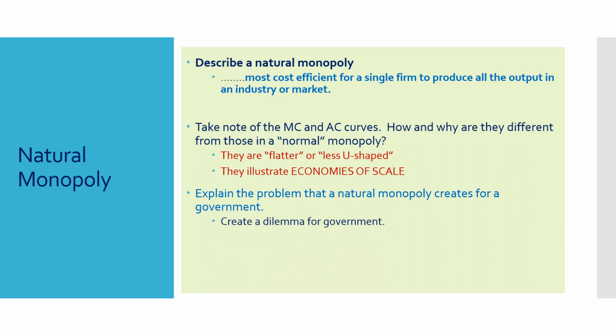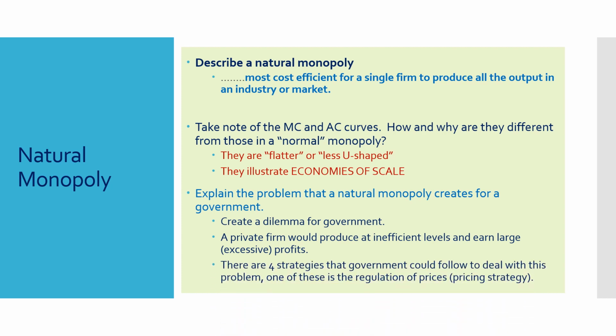Well, here we have it. They create a dilemma for the government, because what the private firm will do, the private monopoly, if they're a natural monopoly, the only producer of a particular product in the entire country, for example, they would produce at inefficient levels and they would earn excessive profits, because that's what a rational firm would do. We'll take a look at that in a moment or two again. And then there are 4 strategies that government could follow to deal with this problem. And one of these is the regulation of prices. This is called pricing strategy, and that is where I'll pick it up in part 3.